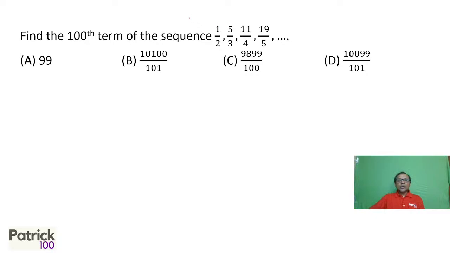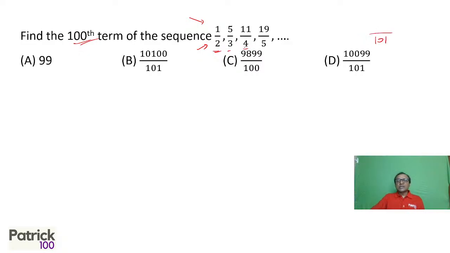So here, what I'll do is look at the numerator and denominator separately. First term, denominator is 2. Find each one separately and then try to get the answer. In the first case the denominator is 2, second case denominator is 3, third is 4. So for the 100th term, the denominator will be 101.